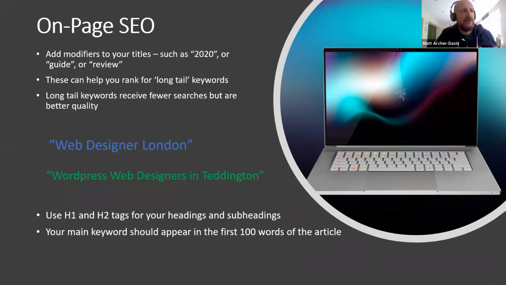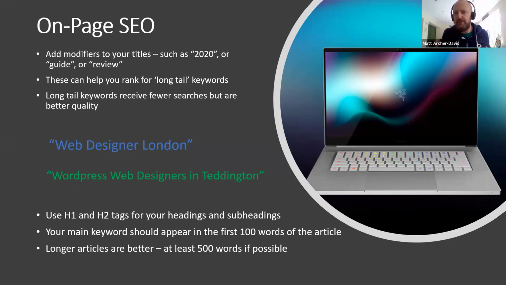Your main keyword should appear in the first 100 words of the article or the page. So on our WordPress web designers in Teddington page, we've got the words web designers and Teddington and WordPress all mentioned in that first paragraph, for example. And longer articles, longer pages are better. The more you can talk about a subject, the better. So 500 words gives Google every opportunity to understand exactly what it is that you are trying to say.